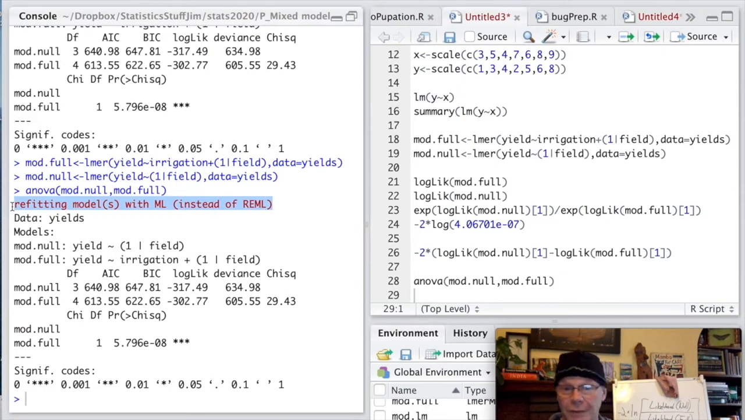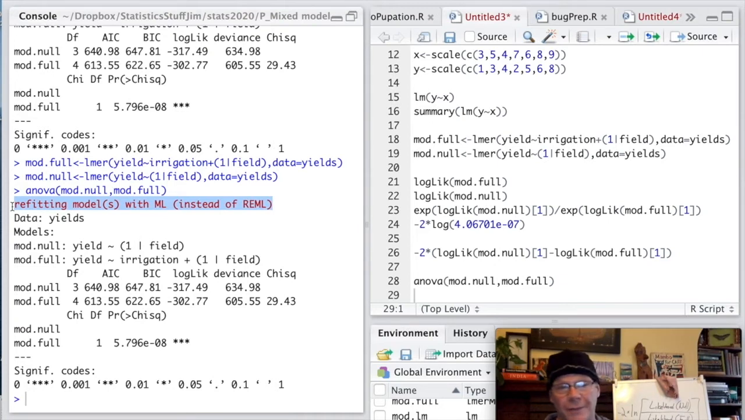So R will do that automatically for you if you're using the lowercase anova function to do a likelihood ratio test comparing two models. I point that out because in older books and in older tutorials, you had to have that argument in there saying REML equals false when you were comparing two models. But now R does it automatically for you, and it just lets you know that it's refitting those two models. And so that is one very valid way that you could do hypothesis testing on this mixed model.